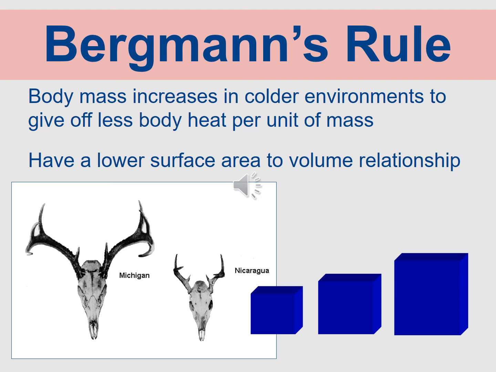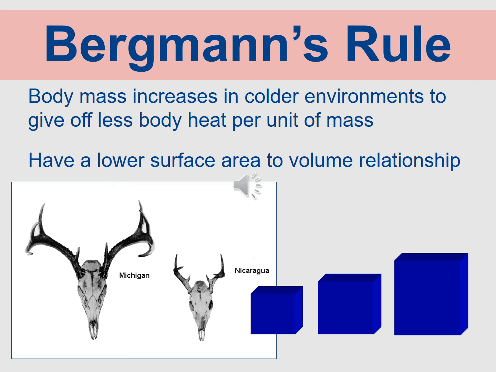When you look at Bergmann's rule and you compare animals of very similar species and evolutionary history geographically, what you typically notice is that individuals in higher latitudes, more northerly climates, have larger body mass, so that they can give off less body heat per unit of mass. This means they have a lower surface area to volume ratio. So in warmer climates, it's about being smaller, more nimble, to whisk away heat. In colder climates, it's about having a larger body size so that you can retain heat.